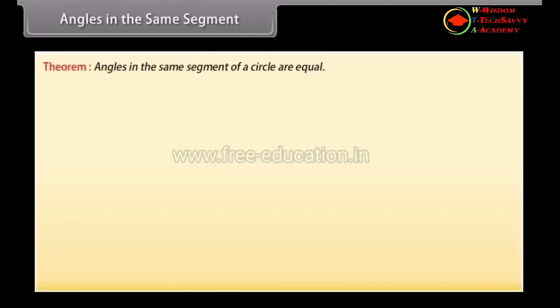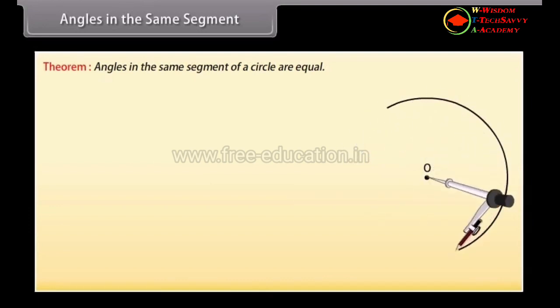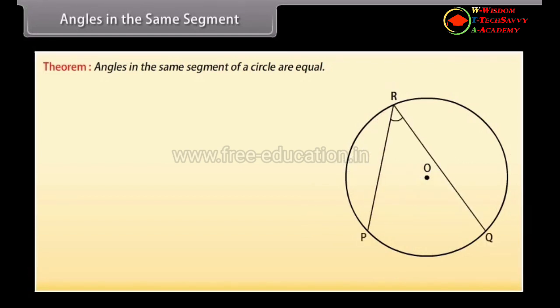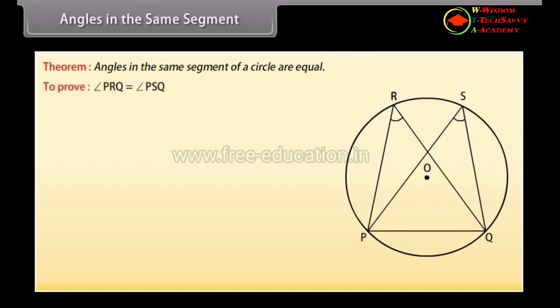Angles in the same segment. Theorem: angles in the same segment of a circle are equal. Given a circle with center O and the angles PRQ and PSQ in the same segment formed by the chord PQ or arc POQ. To prove: angle PRQ is equal to angle PSQ.